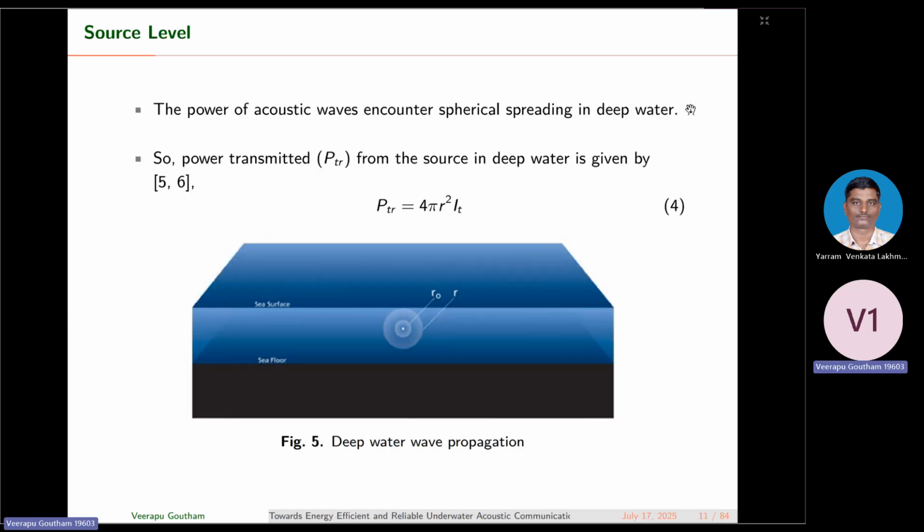Now, coming to the deep water scenario, where the signals are not reflected back from the surfaces, we can consider the spreading as spherical spreading. Accordingly, in deep water the transmitted power is 4 pi r square into IT, the transmitted intensity. 4 pi r square is the area of the sphere. What we can understand is that the spreading of acoustic signals in shallow water is cylindrical, and in deep water it is spherical. These are the two different scenarios, shallow and deep water.